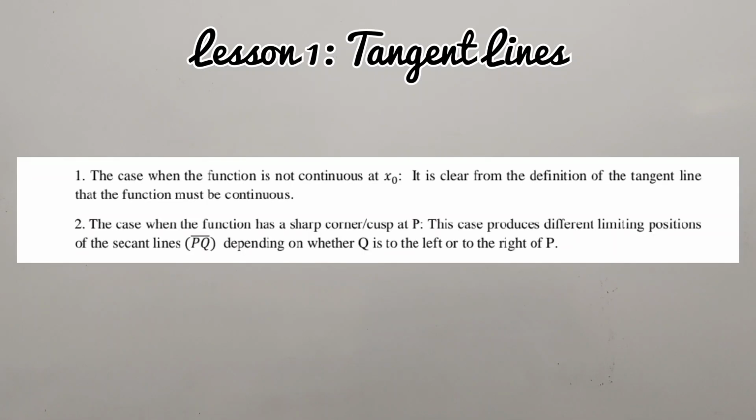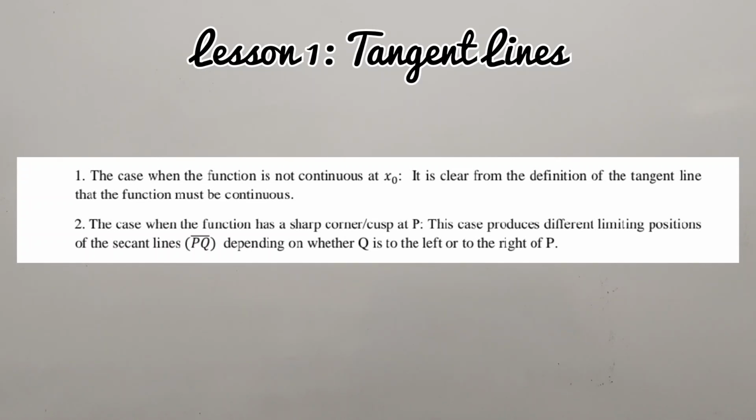In some cases, some graphs have no tangent line, or in other words, the tangent line does not exist. There are only two cases when this happens. The case when the function is not continuous at x sub 0. It is clear from the definition of the tangent line that the function must be continuous.